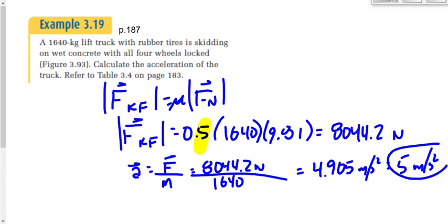Now, strictly speaking, when we calculate this 8,044, it's an absolute value, right? When we sub it into here, it should actually include a negative direction because it's opposite to the motion. But I wouldn't take any marks off if you missed that. Okay, that's a tiny, tiny little thing. Really, what we did first is find the magnitude of the acceleration, not the actual acceleration, but that's good enough for this question.